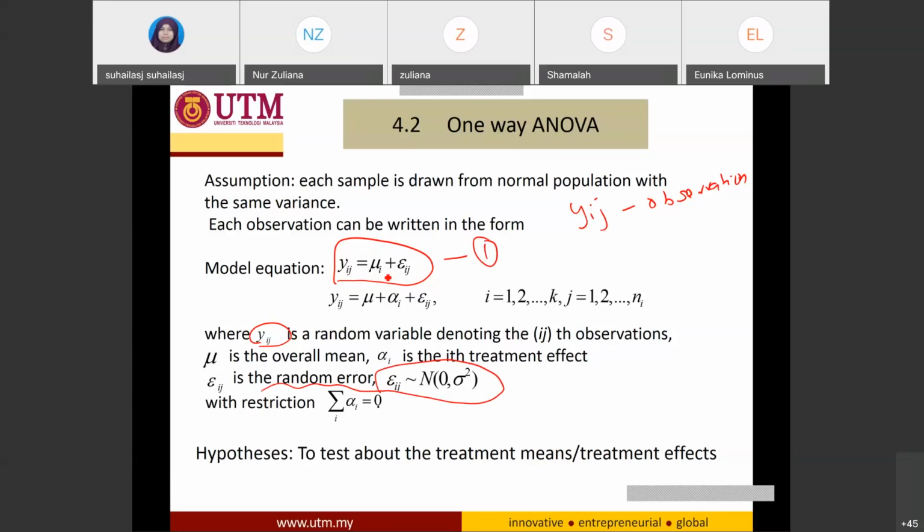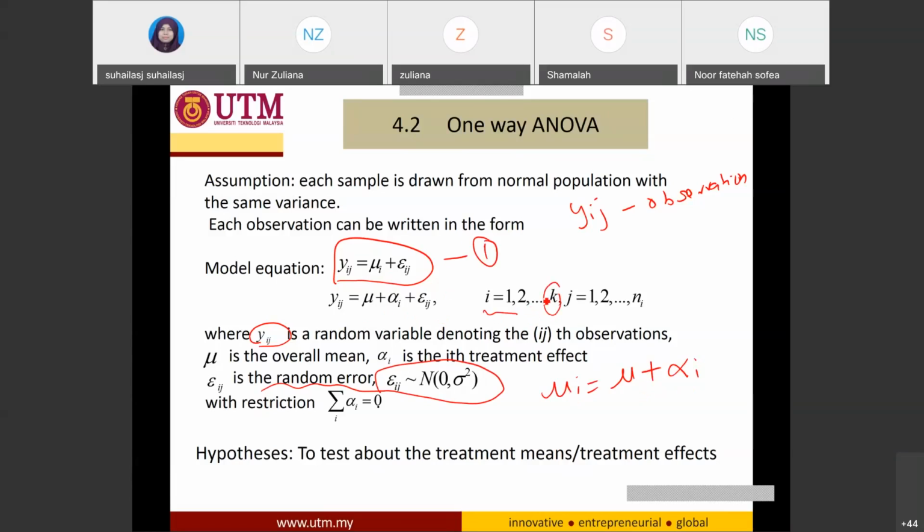Okay, your mu i ni kamu punya mean, kita boleh split kan. Mu i is the same thing as writing mu plus alpha i. Ini saya tulis mu i equals to mu plus alpha i. So Yij equals to mu plus alpha i plus Eij. Okay, i kamu ni, i equals to 1, 2 up to k.